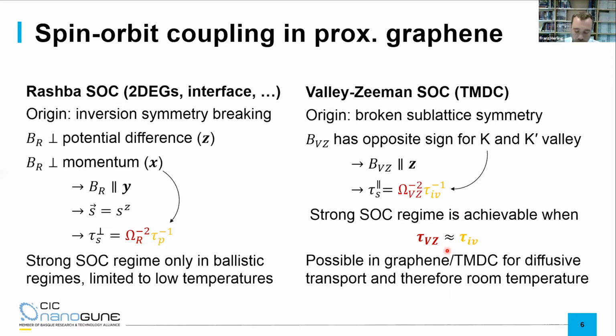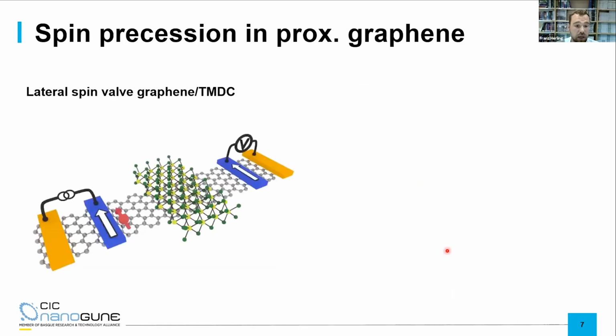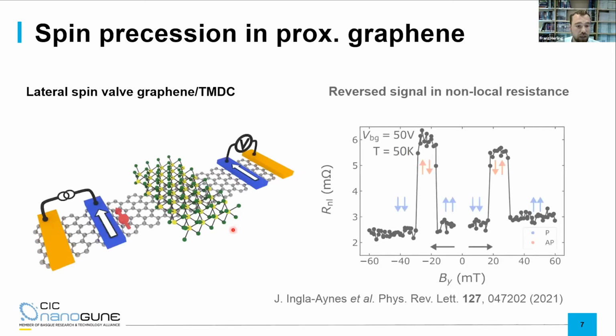How can we measure that? We are using the normal lateral spin valve that is used in a lot of spintronic research, where we have a graphene channel with two ferromagnetic electrodes to inject and detect spin, and the TMDC in the middle. And if we now sweep the magnetic field along Y to change the magnetization direction of our electrodes and measure the non-local resistance, we pick up this very standard lateral spin valve signal. But what we see is that we have a reversed sign.